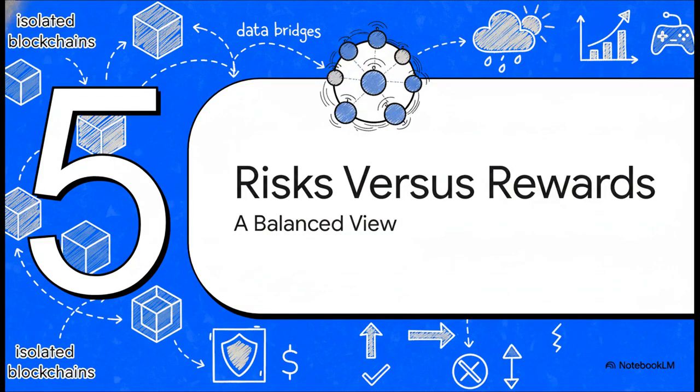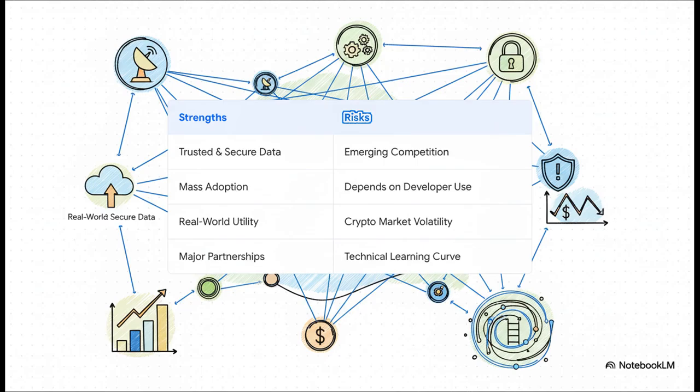But look, no technology is a perfect silver bullet. So to get the full picture, we really need to take a balanced look at both the strengths of Chainlink and, of course, the risks involved. So on the plus side, you've got its trusted reputation, huge adoption, and real-world utility that's undeniable. But the risks are definitely there, too. You've got new competition popping up, its value totally depends on developers continuing to build with it, and of course, it's tied to the wild swings of the crypto market. It's powerful, for sure, but its dominance is not a guarantee.